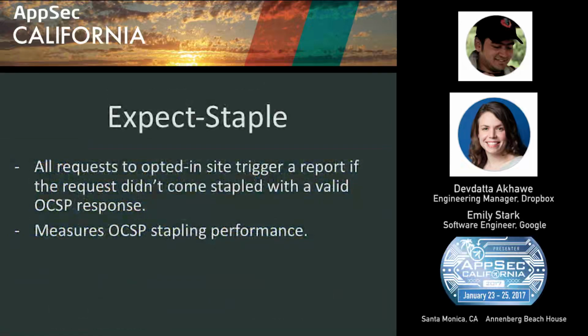And once you've opted in your site, we do basically a report-only version of must staple. So if we connect to your site, and your site is opted in, and that connection doesn't come along with a valid OCSP response stapled to it, then Chrome will send a report to your server or to a location of your choosing, indicating that there was a problem. So it's sort of like a trial run version of must staple. We won't actually fail connections if you aren't delivering OCSP responses properly, but we will send you a report so that you learn about failures in your infrastructure.